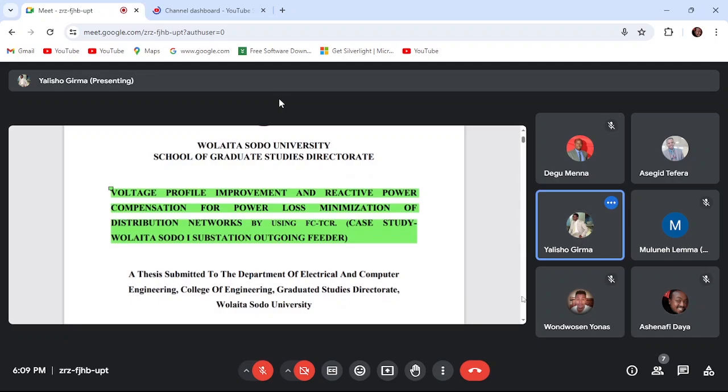So starting from the title. The title says voltage profile improvement and reactive power compensation for power loss minimization of distribution network using FCTCR for Wolaita Sodo substation outgoing feeders.